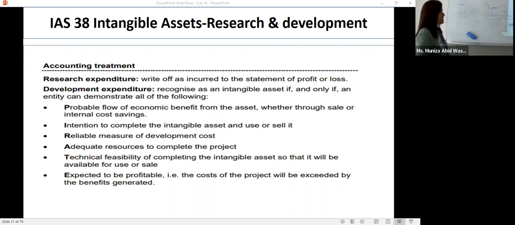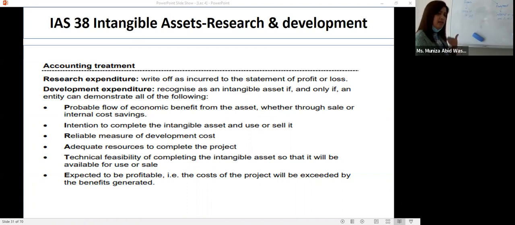In PIRATE, P stands for probable flow of the economic benefits from the asset, whether through sales or internal cost savings. This point is important. This examination also sometimes it is coming. Probable flow of the economic benefits from the asset.